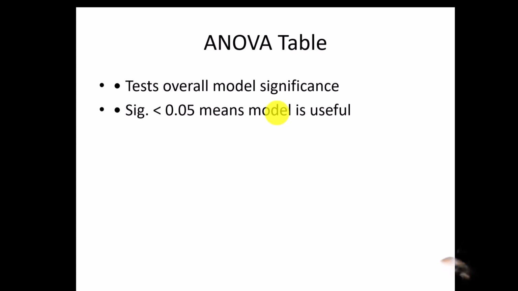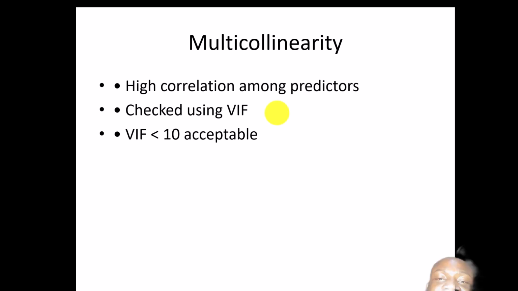So we have the overall ANOVA table that tells us whether the model is fit. The fitness of the model is actually determined by the ANOVA table. If the table is showing insignificant, it means the model that we have designed is not useful. We should go and do something else. And multicollinearity is talking about correlation, and we check using VIF. A VIF value of less than 10 is accepted. So we will do all of that. We'll see the VIF values so that we will know whether we have correlations.